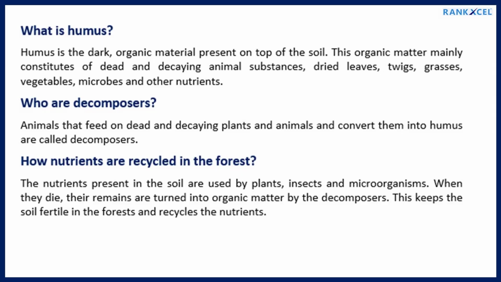What is humus? Humus is the dark, organic material present on top of the soil. This organic matter mainly consists of dead and decaying animal substances, dried leaves, twigs, grasses, vegetables, microbes and other nutrients. Who are decomposers? Animals that feed on dead and decaying plants and animals and convert them into humus are called decomposers. How nutrients are recycled in the forest.